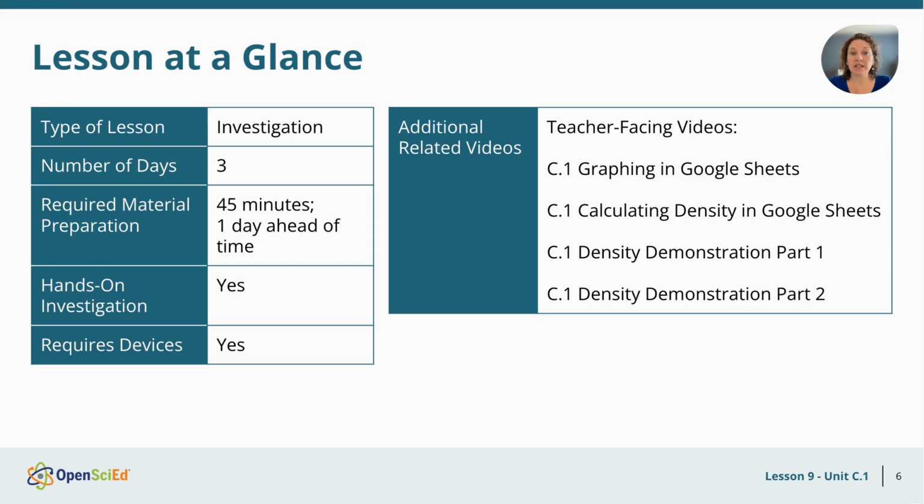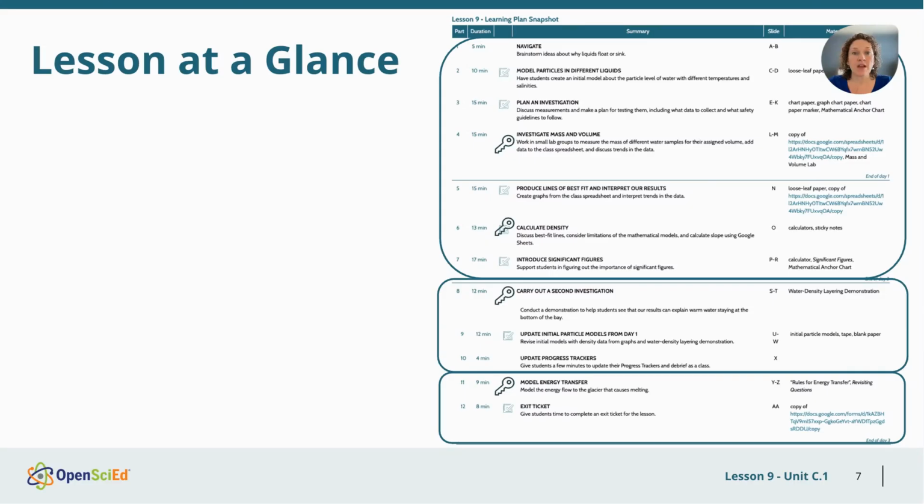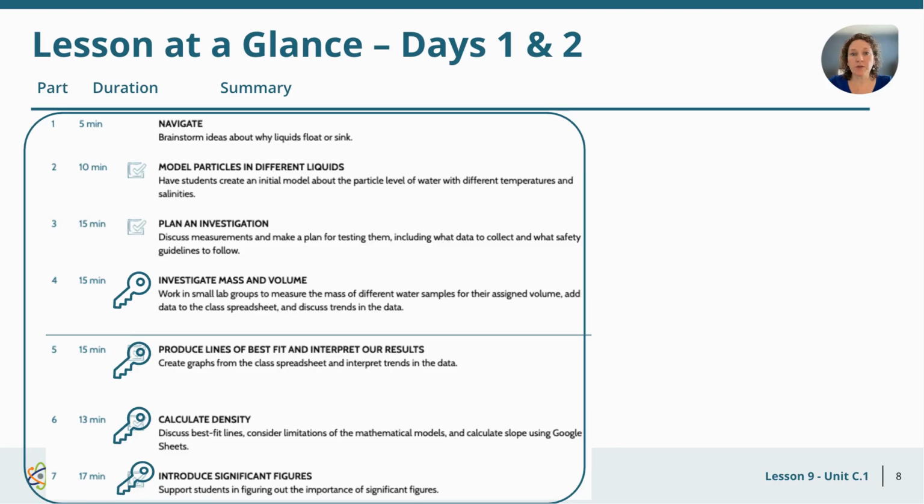There are 4 related videos that are all teacher facing, so you'll want to check those out ahead of time too. There are 3 big parts in this lesson. Let's see what's happening in each. In the first loop, we plan and carry out an investigation where we're comparing the masses of different water samples for assigned volumes. Students add their data to the class spreadsheet.